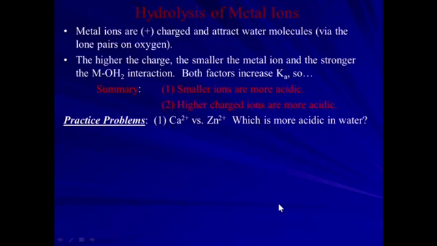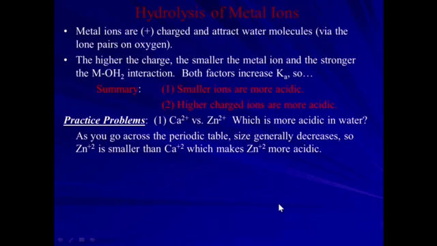So here's a practice problem. Number 1. Calcium ion versus zinc ion. Which one is more acidic in water? Well, they both have the same charge, so it's going to come down to size. Calcium is in the 4th period of the periodic table, and so is zinc. So you need to think about your periodic trends. What happens to the size of the ion when you go from the left side to the right side? Size generally decreases. So zinc is smaller, and therefore the zinc ion in the presence of water will be more acidic.